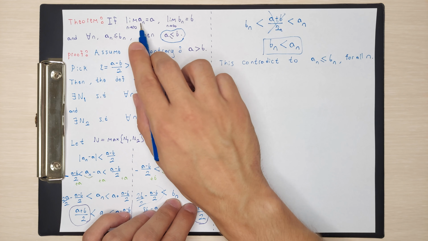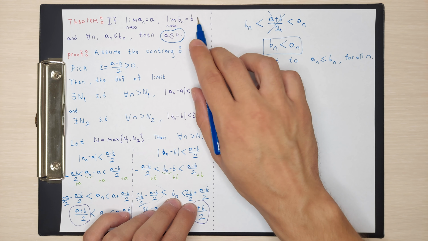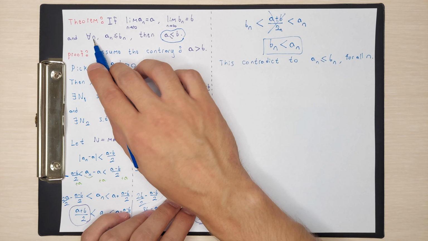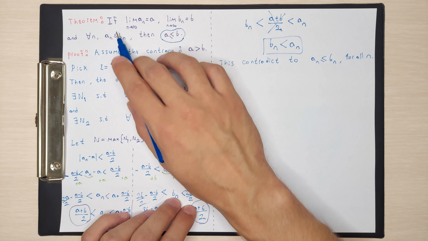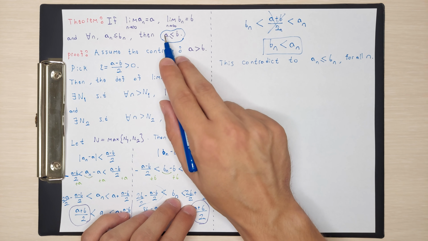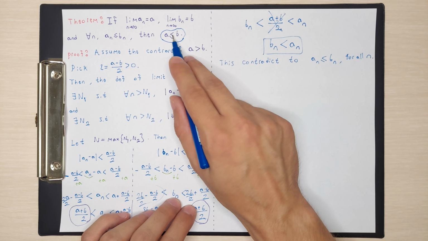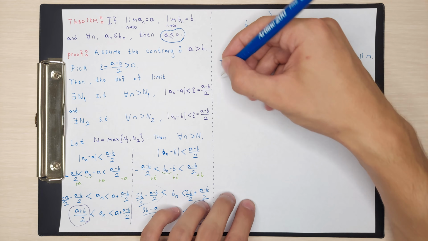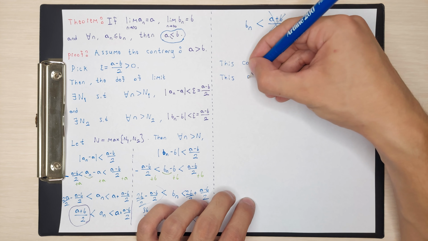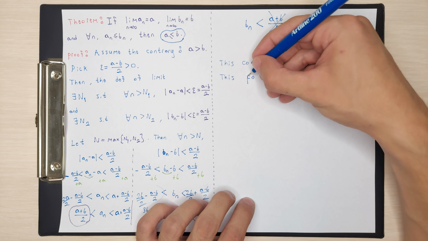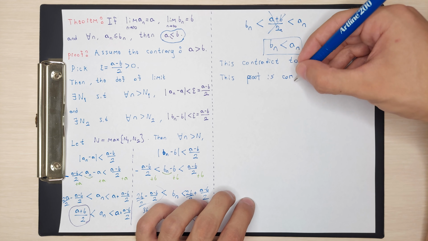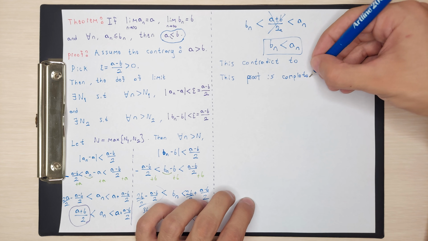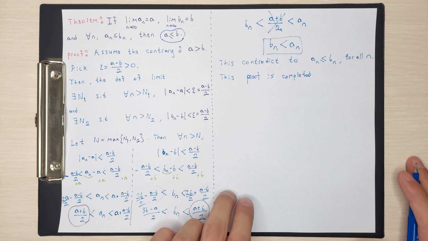So if your limit of an is a, bn is b, and for all values of n, an less or equal than bn, you always have a must be less or equal than b. So this proof is completed. So this is the proof of this theorem.